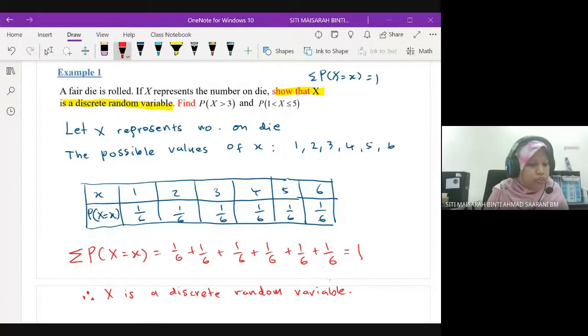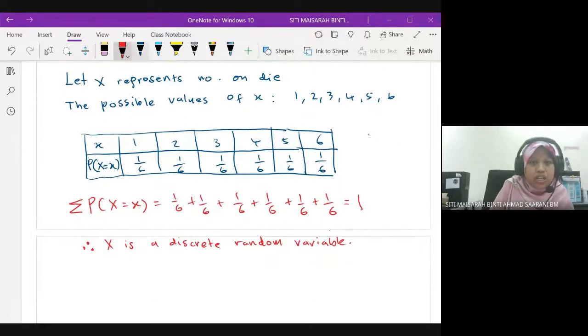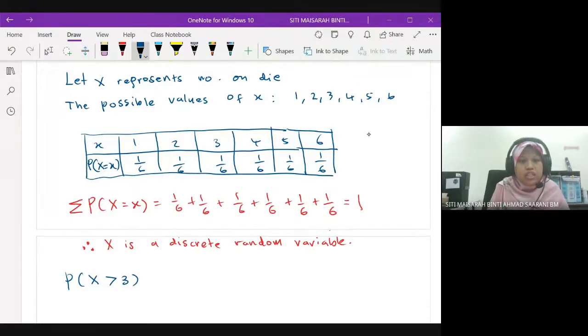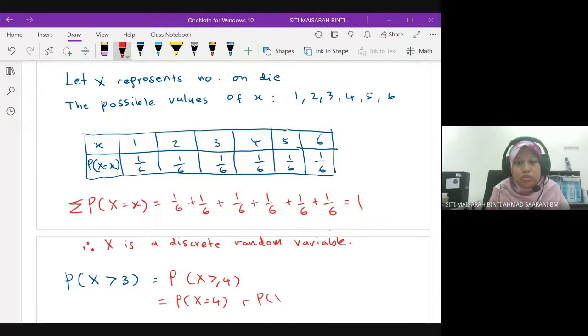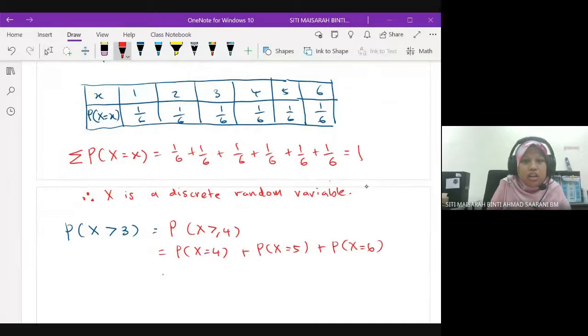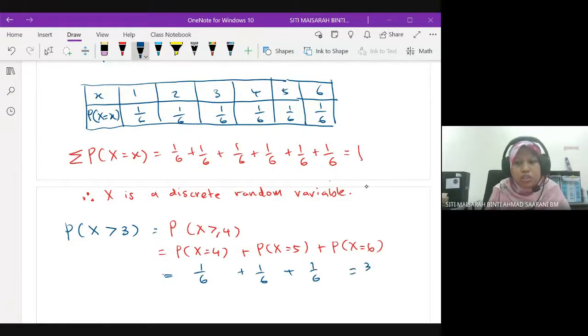Okay, and then next we want to find probability X more than 3. Okay, so jadi kita nak cari probability X more than 3. Okay, since kita ada PDF, so jadi kita baca kat table ni lah. So kalau probability X more than 3, 3 include tak? Tak include. So sama ada dua lah awak boleh buat. Sama ada awak buat dia probability X more or equal to 4. So kalau more or equal to 4, so dia akan jadi probability X equals to 4 plus probability X equals to 5 plus probability X equals to 6. Okay, so jadi 1 over 6 plus 1 over 6 plus 1 over 6. So there you get 3 over 6 which is 1 over 2.